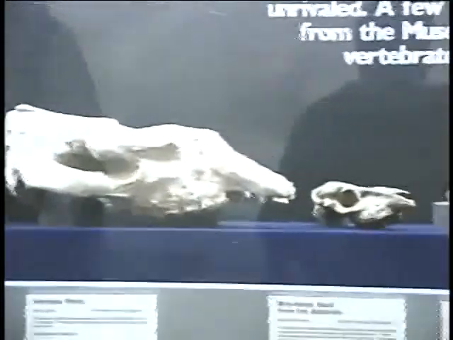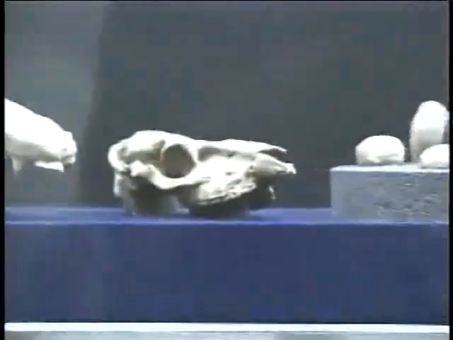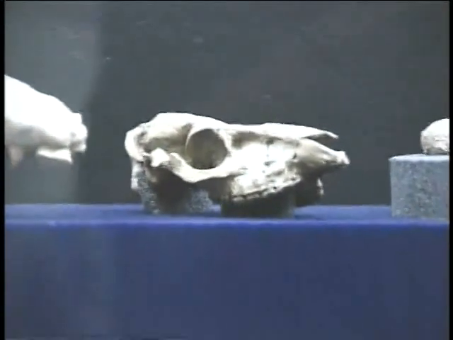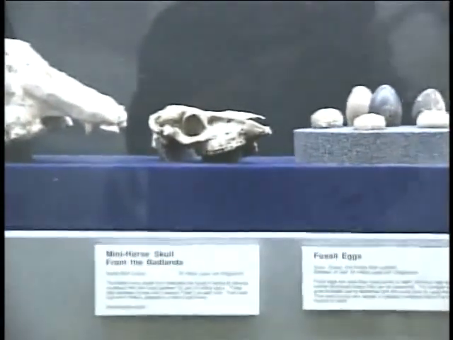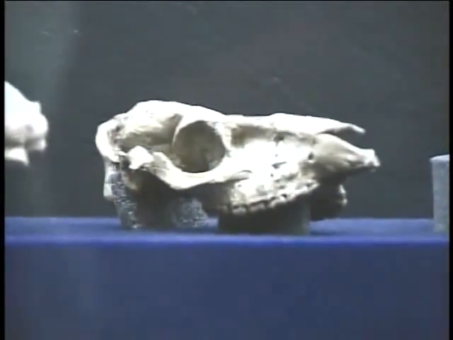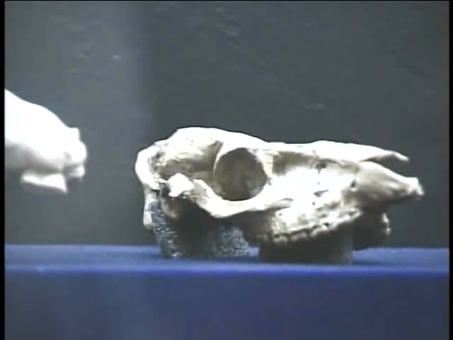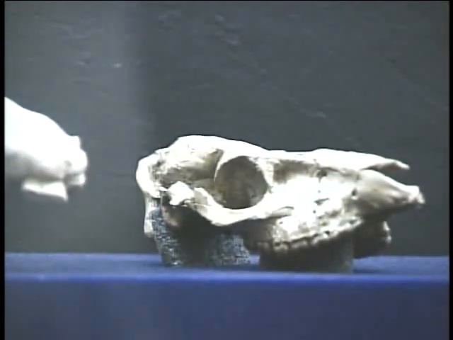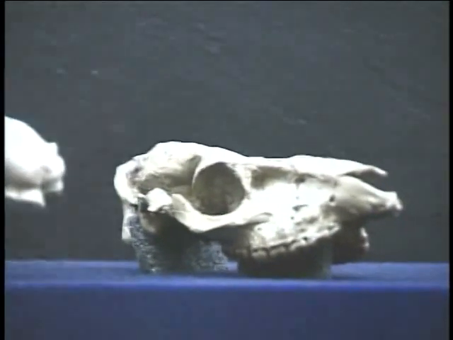Now, let's move along here. Notice we've mentioned 5 different types of horses found in this area. Here we have a mini horse skull from the Badlands. The oldest horse skulls from Nebraska are found in layers of volcanic mudstone that date back between 35 million years ago. These little ancestral horses had 3 hooves, that is to say toes, on each foot. Their teeth had short crowns adapted to a diet of soft leaves.